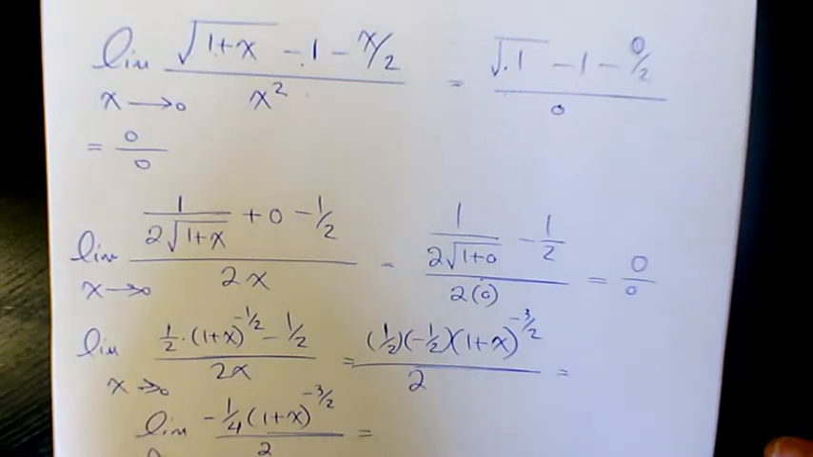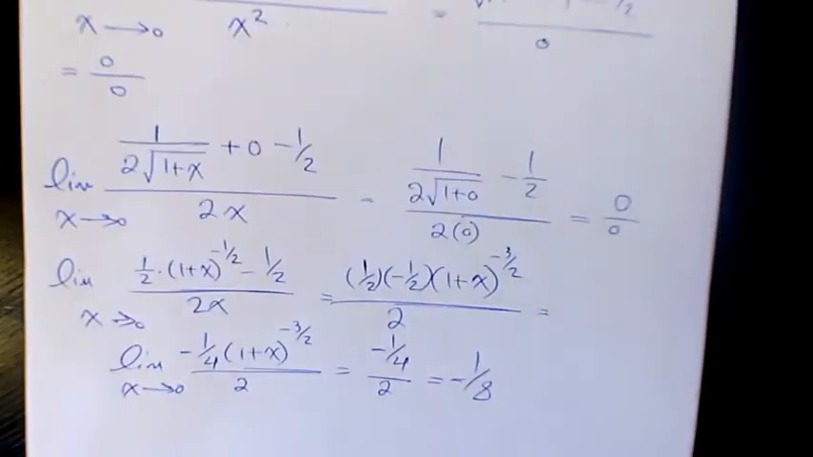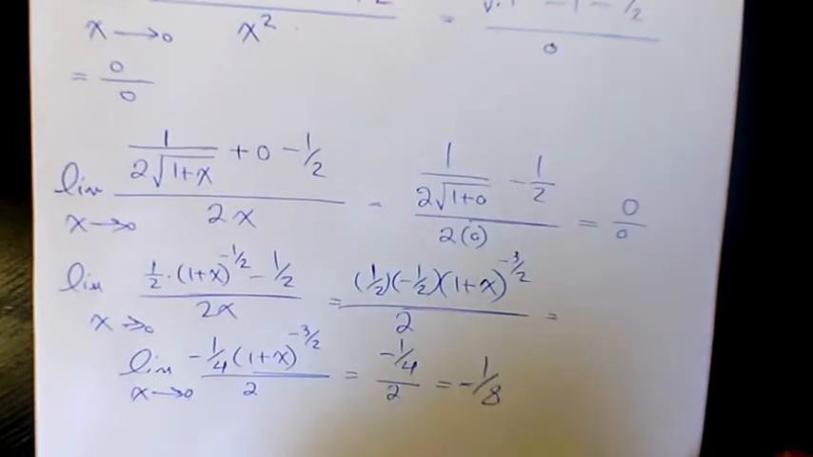When x approaches 0, it's going to be negative 1 over 4 divided by 2, which is negative 1 over 8. So that's the final answer. Let's do another example.